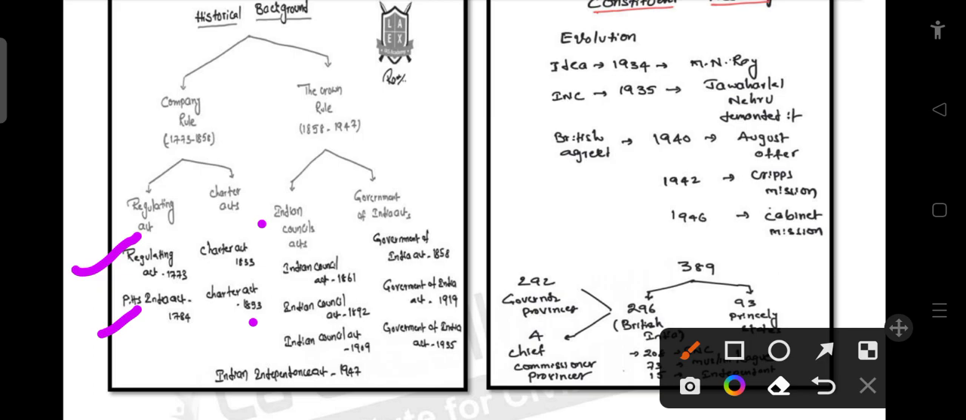During the crown rule we had the ICA, that is the Indian Council Act, and also the Government of India Act. The ICA was enacted in 1861, 1892 and 1909, and the Government of India Act was enacted in 1858, 1909 and 1935. Finally, the Indian Independence Act was passed in 1947.